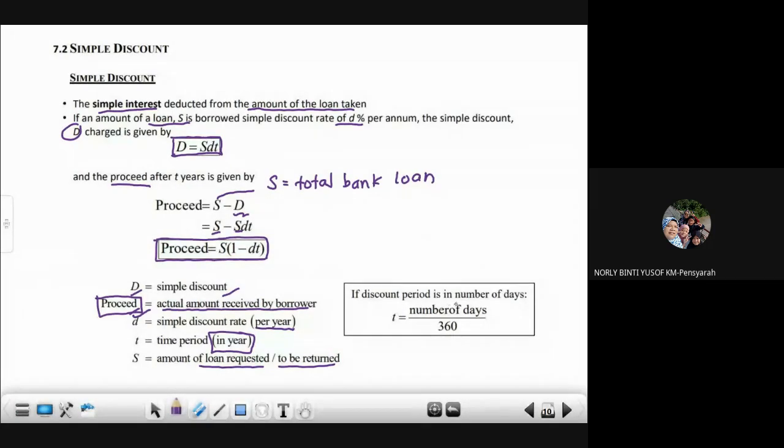If discount period is a number of days, so kalau dalam hari you kena bahagi dengan 360. Itu hanya untuk exact rate dalam simple interest. Dalam simple discount kita tak ada exact. Kita hanya ada terus bahagi dengan 360. Kalau dalam simple interest kita ada ordinary dengan exact. Kalau soalan tanya lah. Kalau soalan tak tanya then terus bagi 360 sahaja.